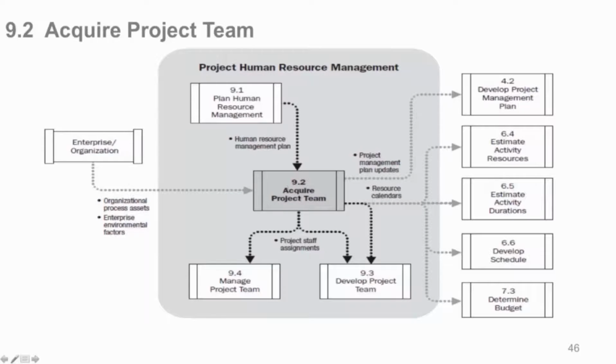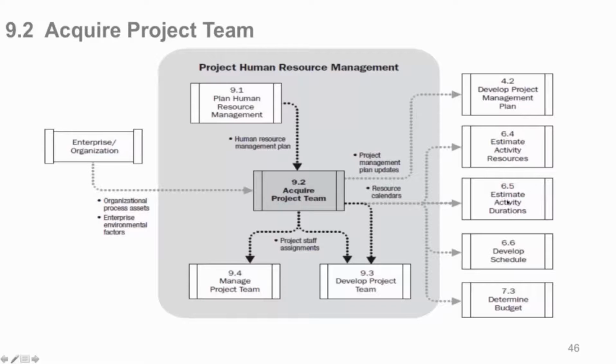So when we're done, the main output of this is the project staff assignments, the actual people and their assignments for the project. And those assignments then go down to 9.4 so we can manage the team, but just prior to that they go into 9.3. First we develop the team and then we manage them. It's kind of odd how they have these backwards in the manual, but it's probably because over here the resource calendars also go in there, and now they're also resource calendars go out to these other processes so that we can estimate the activity resources better and update that plan and those documents.